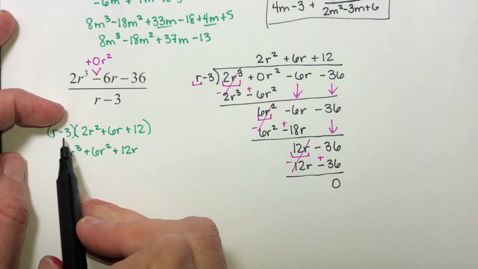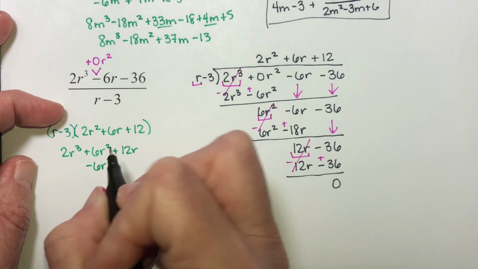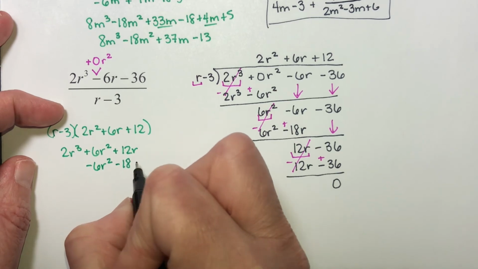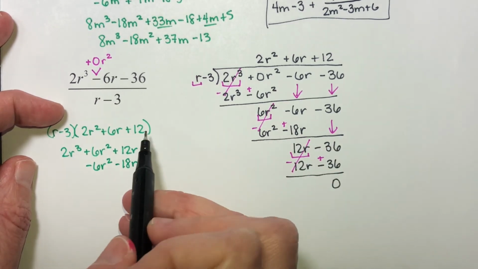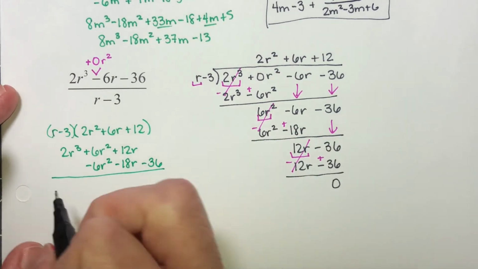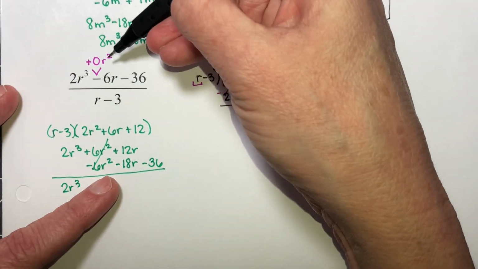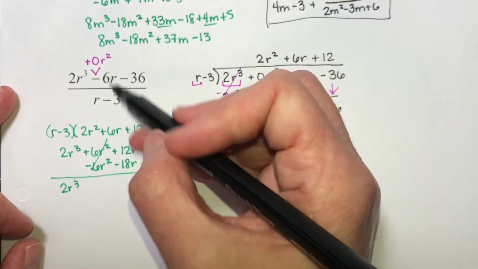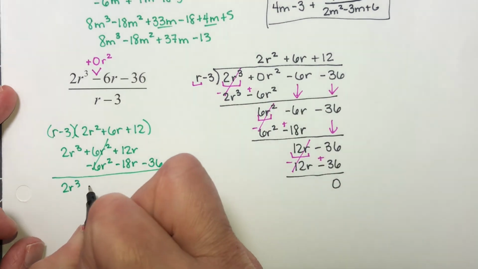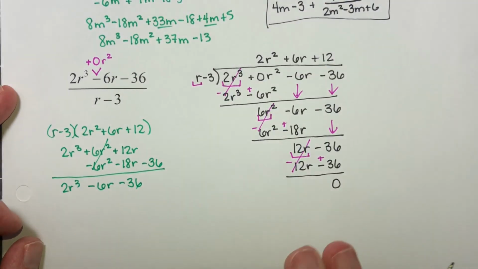Now distribute the negative 3. Negative 3 times 2r squared is minus 6r squared. Negative 3 times 6r is minus 18r. Negative 3 times 12 is minus 36. And we're adding the remainder of 0. We get the 2r cubed. That cancels out, so our r squared term is missing, as it should be. Negative 18r plus 12r is negative 6r, and then we have the minus 36, which is exactly what we started off with, so this is correct.